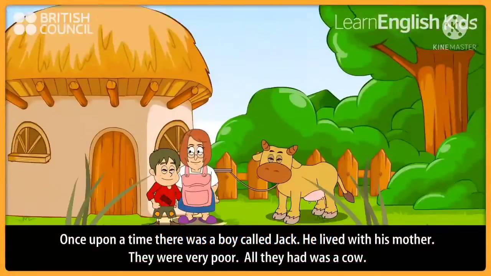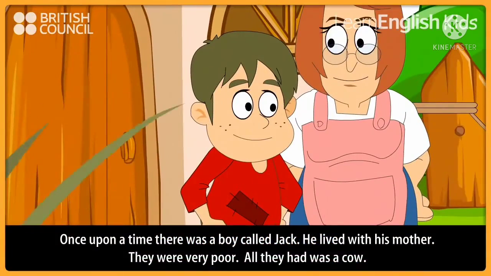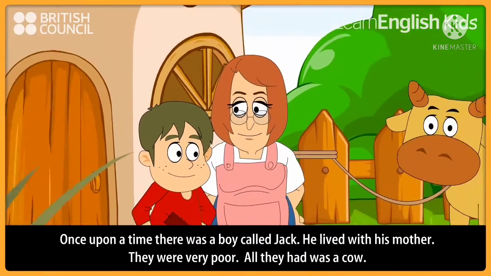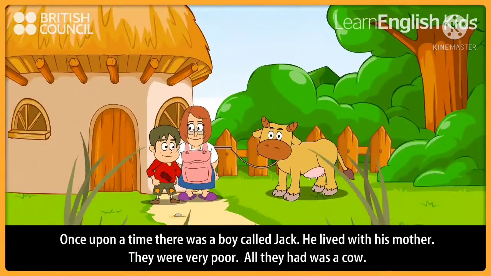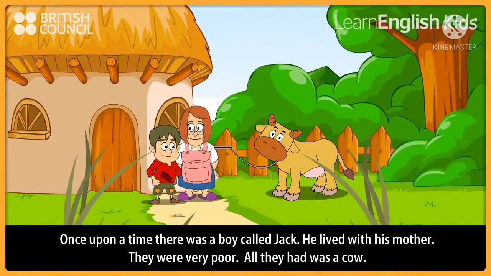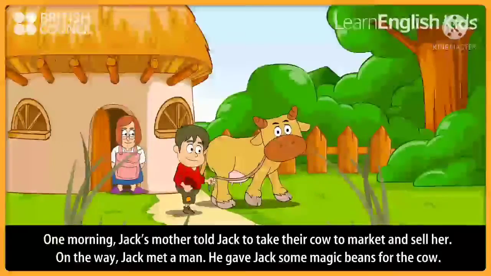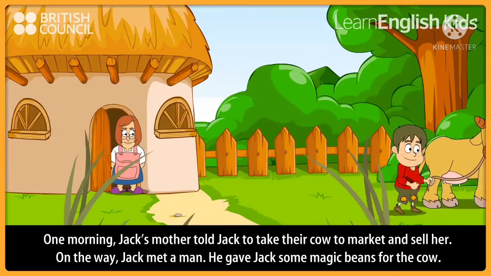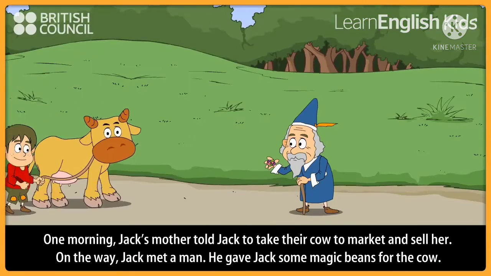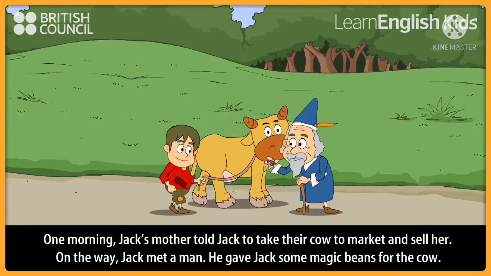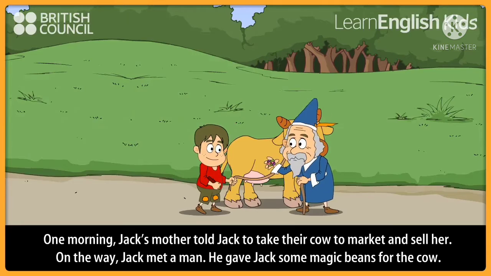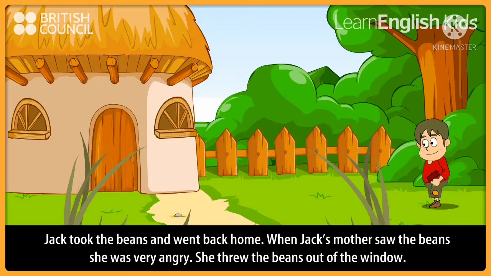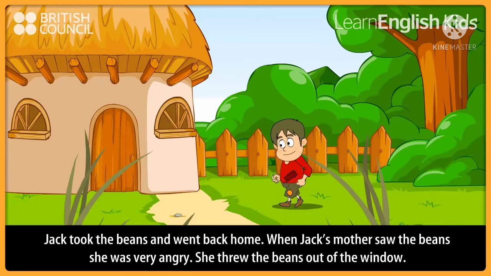Once upon a time, there was a boy called Jack. He lived with his mother. They were very poor. All they had was a cow. One morning, Jack's mother told Jack to take their cow to market and sell her. On the way, Jack met a man. He gave Jack some magic beans for the cow. Jack took the beans and went back home.